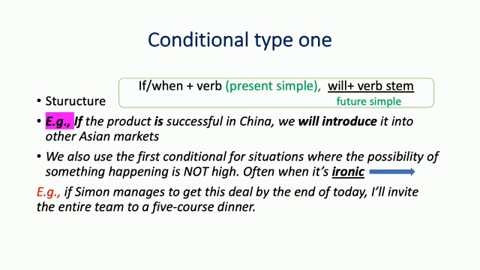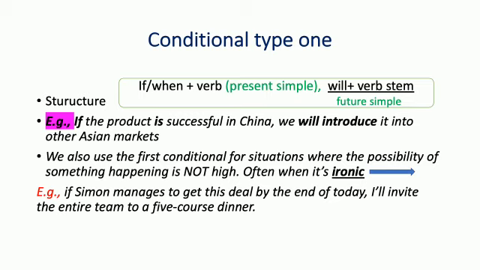If Simon manages to get this deal by the end of today, I'll invite the entire team to a 5-course dinner. Here "I'll" is just a contracted form of "I will". Well, it means, in Arabic, if Simon was able to get this deal at the end of the day, I will invite you to a group dinner of 5 courses.